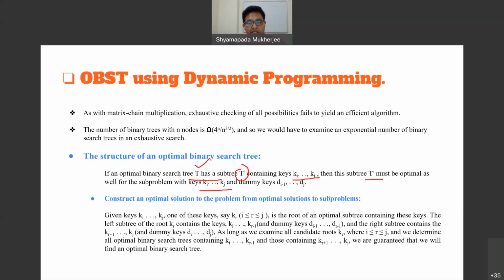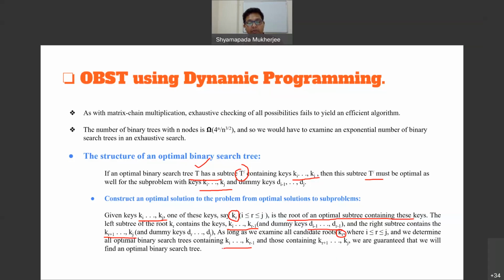Let's see how it holds the optimal substructure property. We can take any set of consecutive keys Ki to Kj, where i and j are between 1 and n. We can have one key Kr between i and j as the root of the optimal subtree, and it contains two subtrees: the left subtree Ki to Kr minus 1, including the dummy keys Di minus 1 to Dr minus 1, and the right subtree containing Kr plus 1 to Kj, along with the dummy keys Dr to Dj. So we are looking for the value Kr, which will divide the tree Ki to Kj into two subtrees, where Kr is the root, Ki to Kr minus 1 will be optimal, and Kr plus 1 to Kj will also be optimal. This proves that the optimal binary search tree problem holds the optimal substructure property.